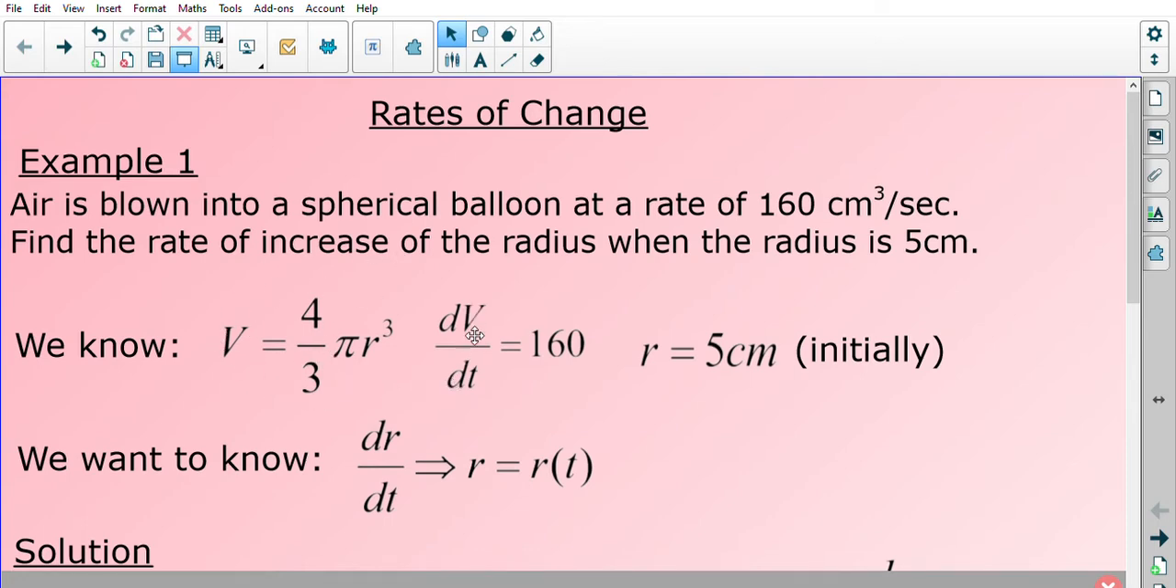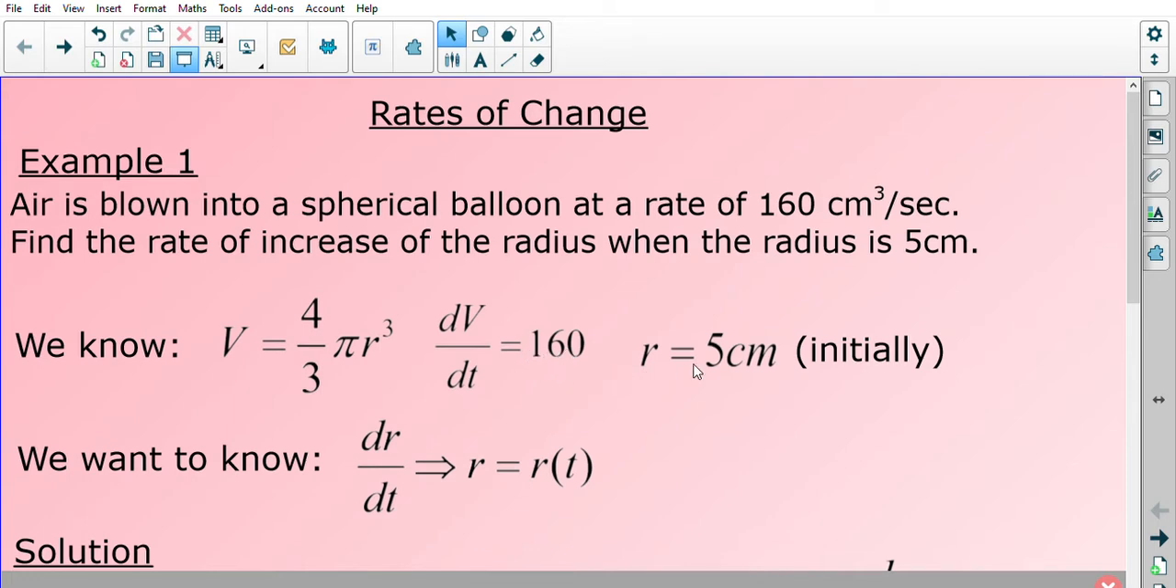We know the volume is changing due to time. As time is going on, the volume is changing. It's 160 centimeters cubed per second. So the rate of change that the volume has, the differential of volume with respect to time, dV/dt, is 160. That's going to be part of our data.